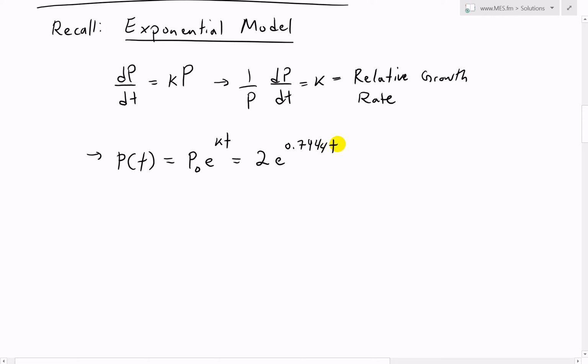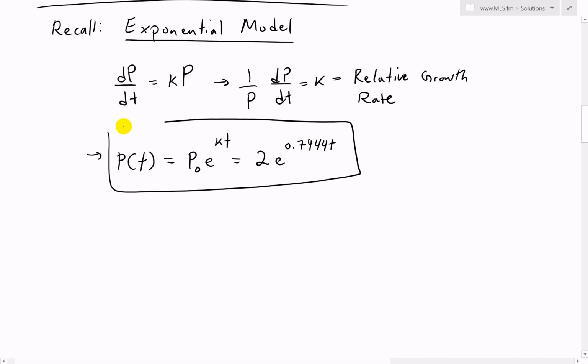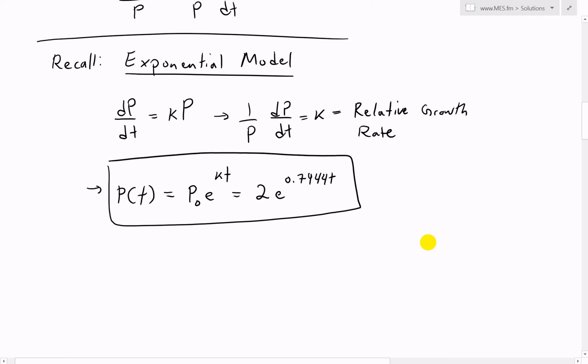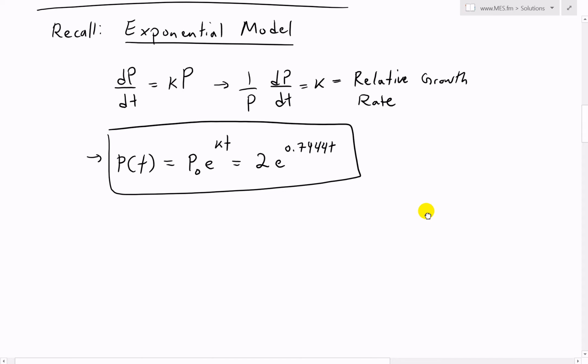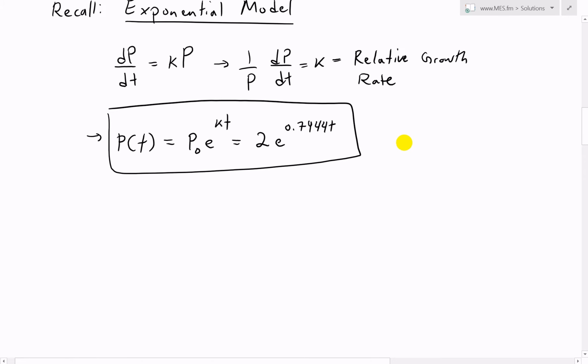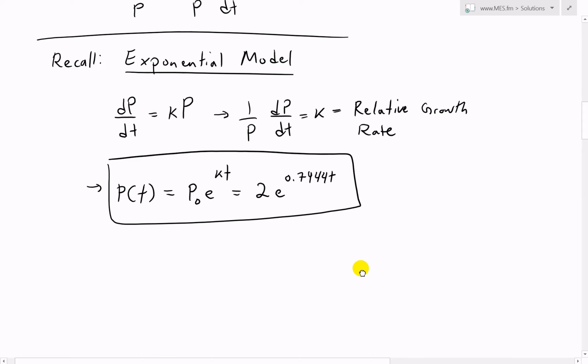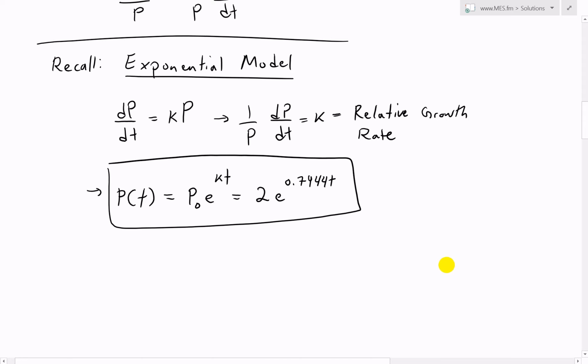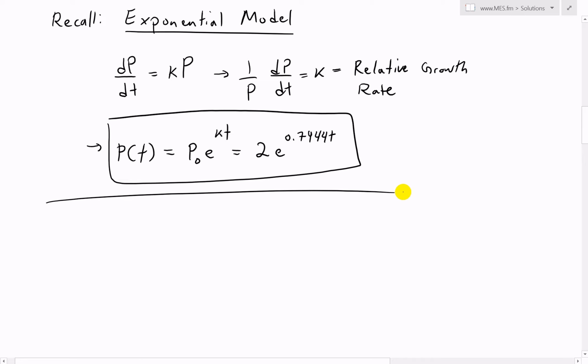0.7944 and then t. Yeah, and this is the model, the exponential model for the population growth of the bacteria that Gauss used in his experiments. Alright, so now that we have this model for the exponential function, let's look at the logistic model.